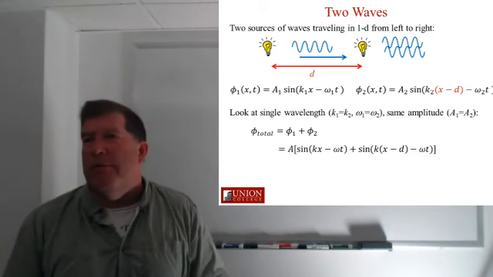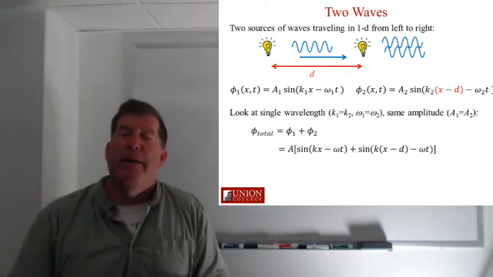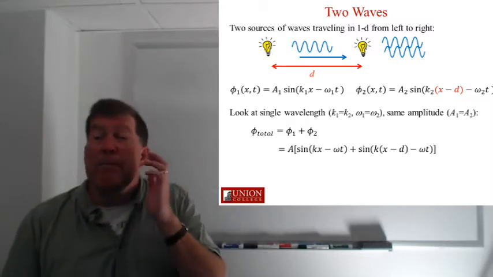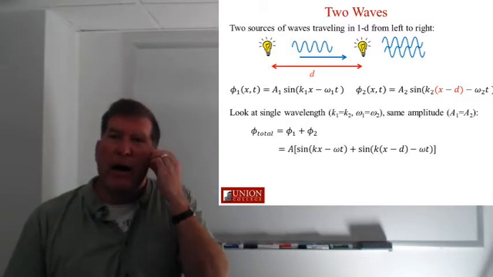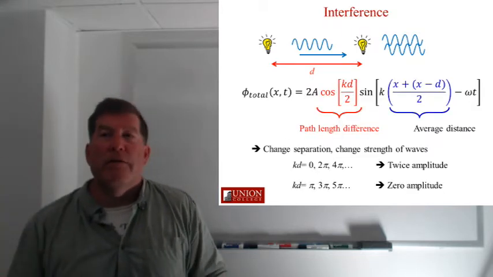I can do this. There's a bunch of trig identities. You have to remember sine of a plus b and sine of a minus b and all those kinds of things. You can do this as a bunch of algebra, but I'm going to skip right to the answer. The answer is a formula that looks like this.